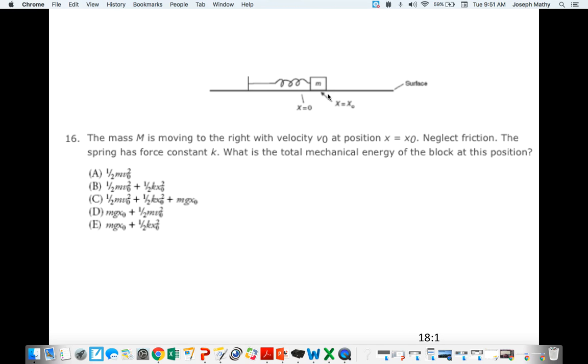So then it's asking, the spring has a force constant K. That's great, that gives it energy. What is the total mechanical energy of the block at this position? And it's really important that it's asking what is the total mechanical energy. For this, I am just going to go up to the top of the screen. Ben, what is your best guess on this? Do you think it's A, B, C, D, or E?